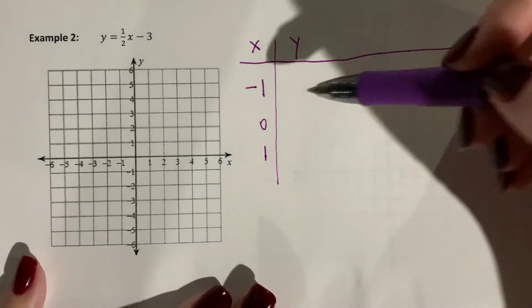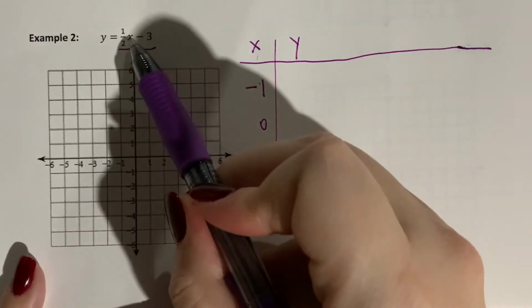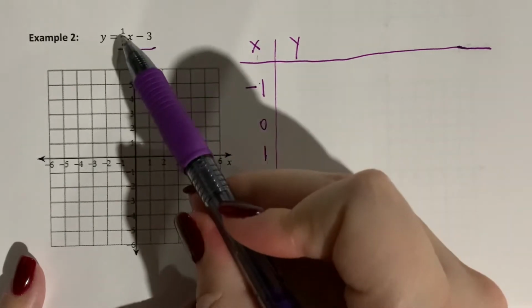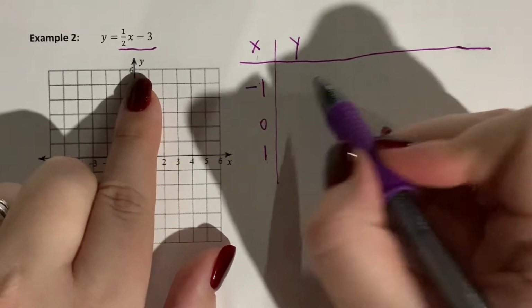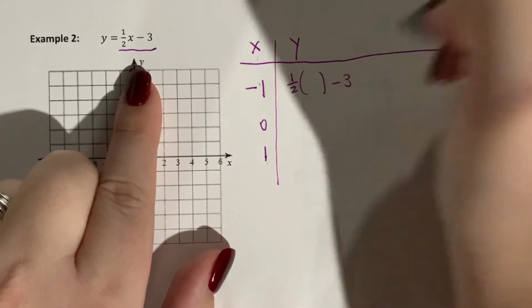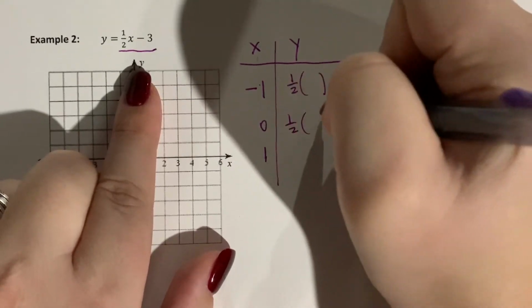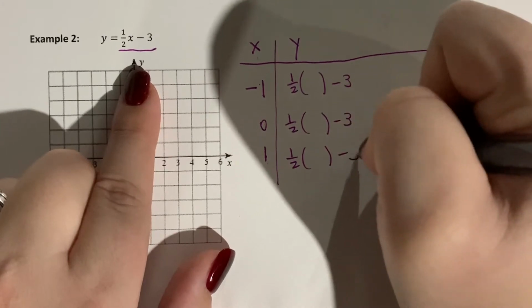And then I'm going to plug these 3 x values in for x right here. So y equals this stuff, 1/2 x minus 3. So that's what I'm going to write here. I have 1/2 x minus 3, 1/2 x minus 3, and lastly 1/2 x minus 3.